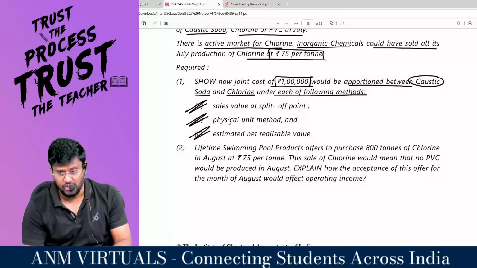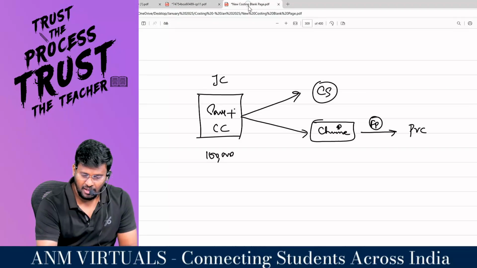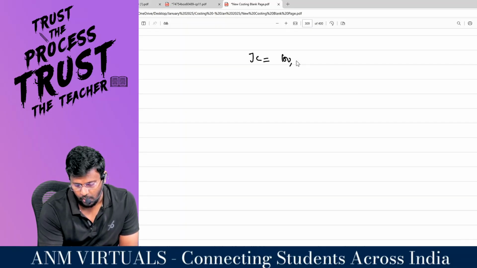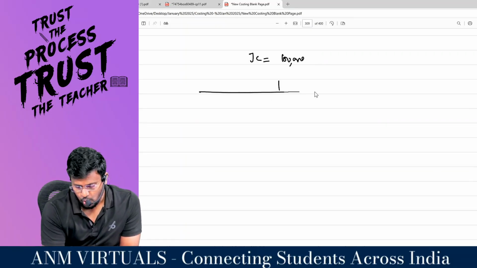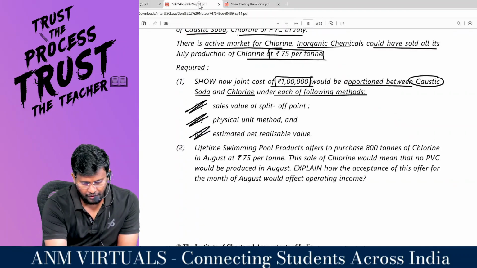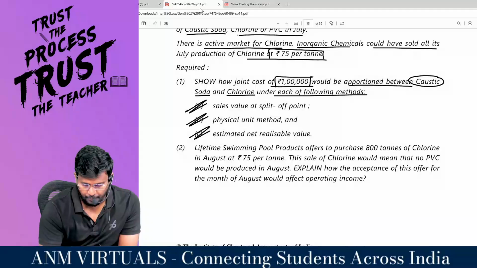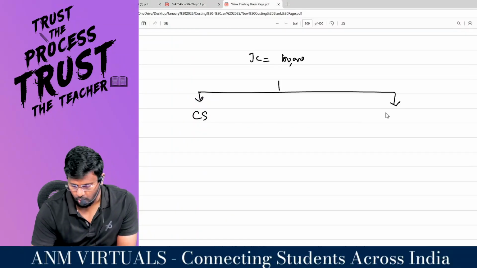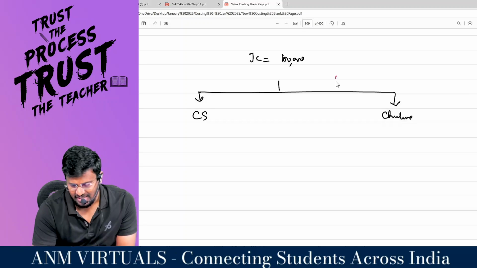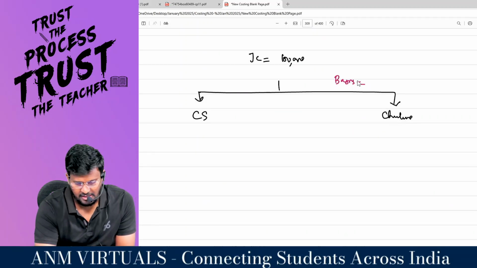So the same question has to be done in 3 methods. Correct? For this you will be getting marks. First one: joint cost is equal to how many lakh? 1 lakh. It has to be split between whom and whom? First product is caustic soda, and number 2 is chlorine. Caustic soda and chlorine. What is the first basis? The basis to split is the first basis.